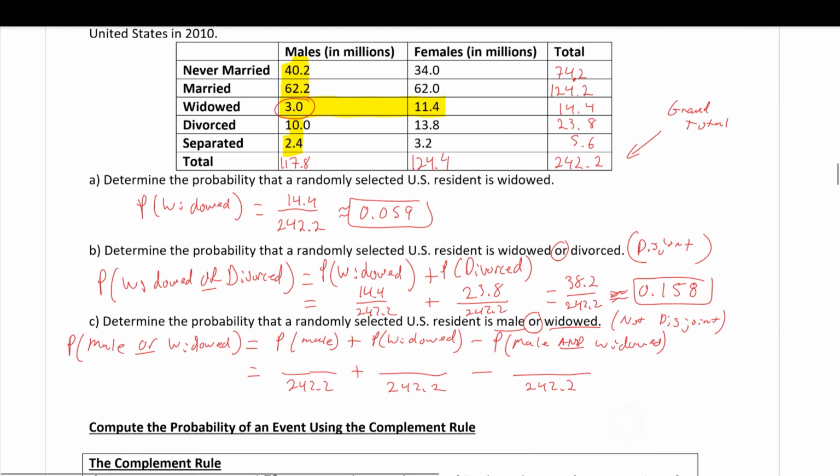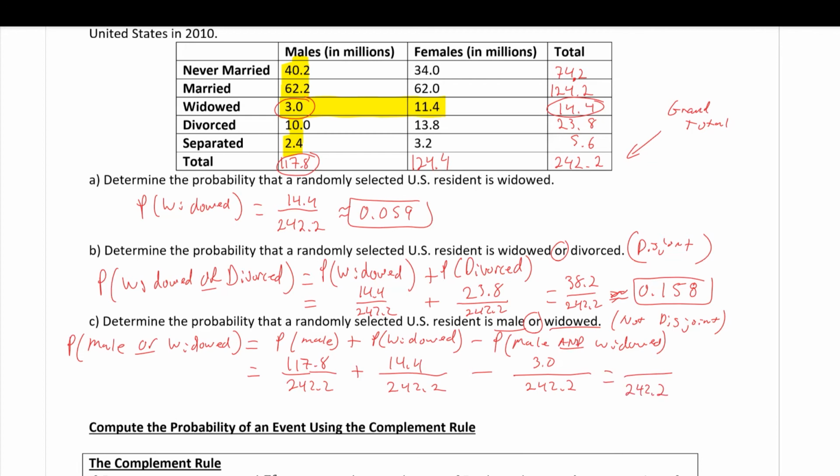Well, it looks like it's that first column, the total in the first column, 117.8. Number widowed, again, that's the one over here, 14.4. If you were to add those two numbers up, you would essentially double count that 3, right, their intersection. So that's why we have to subtract that off. Subtract off the 3.0. You just want to account for it once, not twice.